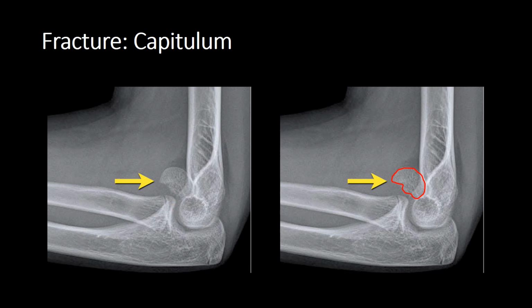This image is also very good at demonstrating the anterior fat pad that's blown up into a sail sign, and we can visualize that posterior fat pad indicating there is a joint effusion present, and that's because the capitulum fracture has occurred within the joint, thereby creating that joint effusion.